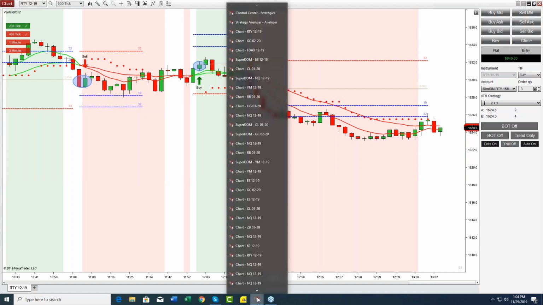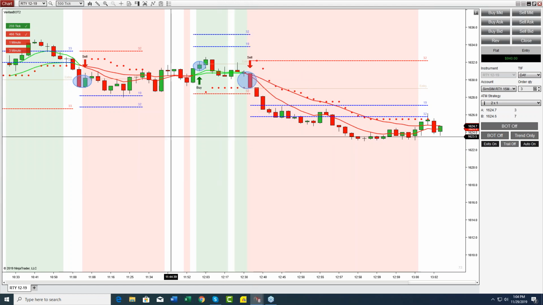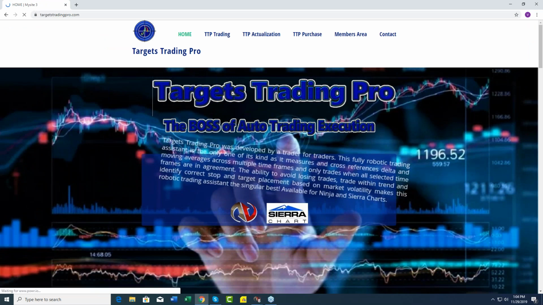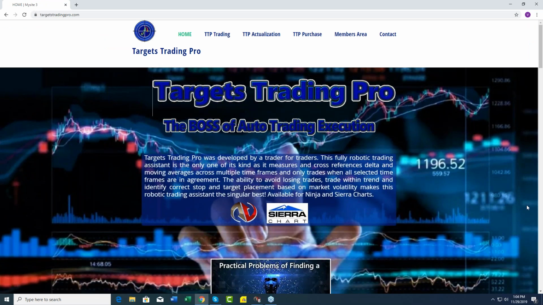Guys, I've built a new website for the bot, and I'll show you the new website. Targets Trading Pro. Well, we call it in the room the Veritas order entry indicator, and that's how it's developed. This will be the actual marketing end of the indicator. I have a members area here for those that actually own the bot and anyone that may own it in the future.